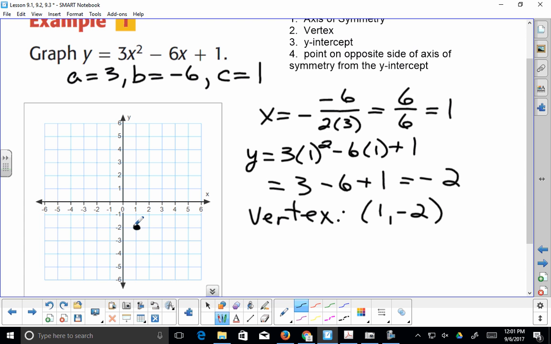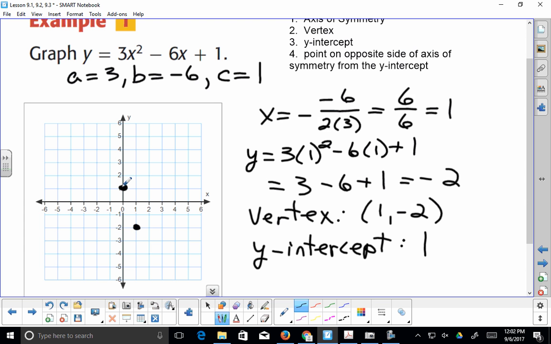Okay. So the next thing I need is the y-intercept. What's the y-intercept? Jenny? C. Okay, the value of c is the y-intercept, so my y-intercept in this case is 1. That means the graph intersects the y-axis at positive 1.